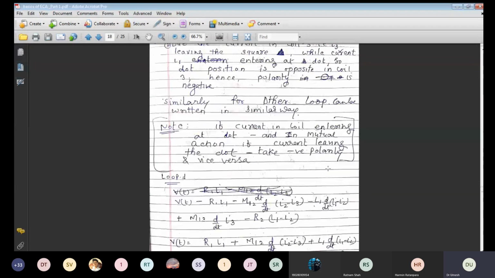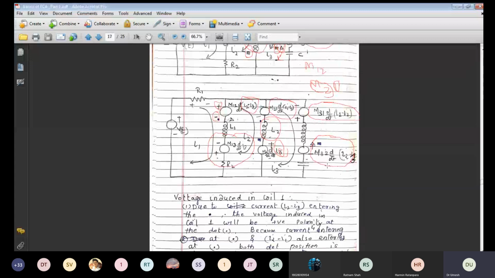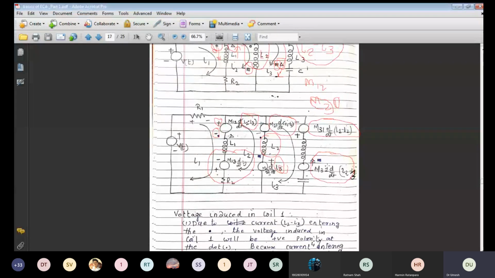Then we have to write the equation also here. So I will write the equation in the next lecture because time is up now.